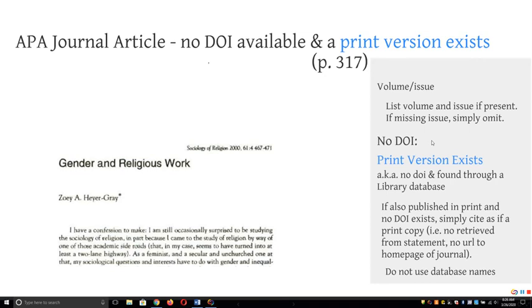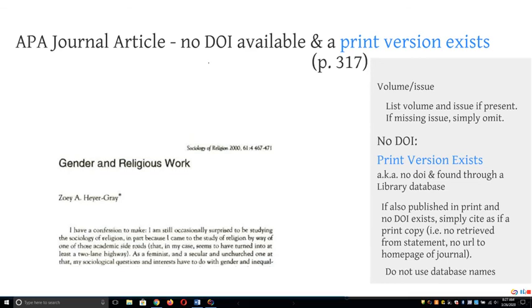The next thing we're going to talk about is APA journal articles where no DOI is available. So if you don't have a DOI, so you don't have a 10 dot number available, and you found it through one of our library databases, you do not need to include a DOI at the end of your citation. So you start things out as you did with the one with a DOI.